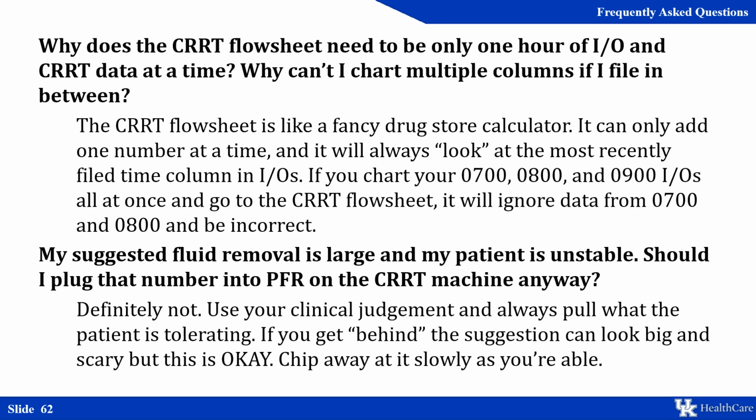First question is, why does the CRRT flow sheet need me to be only 1 hour of I&O and CRRT data at a time? Why can't I do multiple time columns? Well, remember, the CRRT flow sheet can only do one thing at a time, and that's why it's always going to look to the most recently filed time column in your I's and O's.